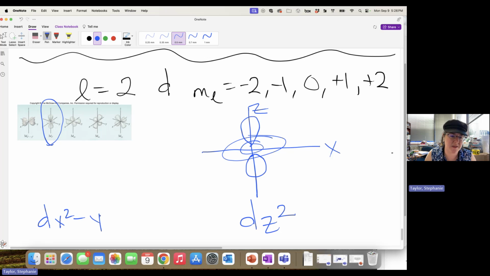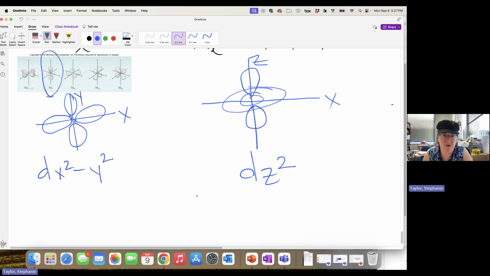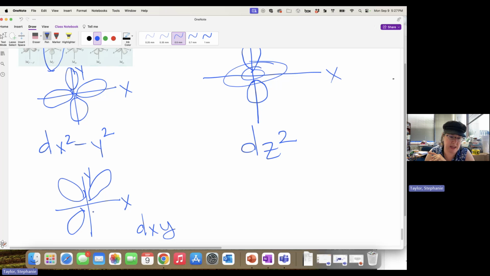Dx squared minus y squared is the one that's actually on the x and y axis. So this is supposed to be a clover leaf now, with 4 lobes actually on the x-axis and y-axis, as opposed to, I'm going to draw it underneath, but I want you to be able to see them both. This is going to be x, this is y, this is going to be the dxy. This is just in the xy plane. This one is not actually on the axes, but this is in the plane.